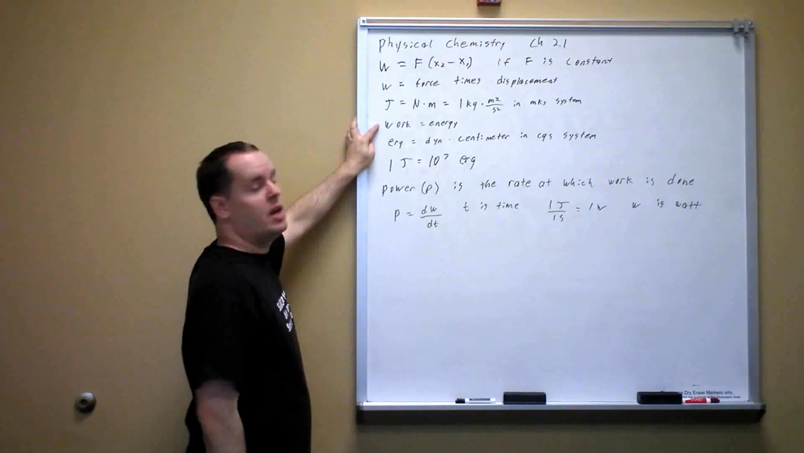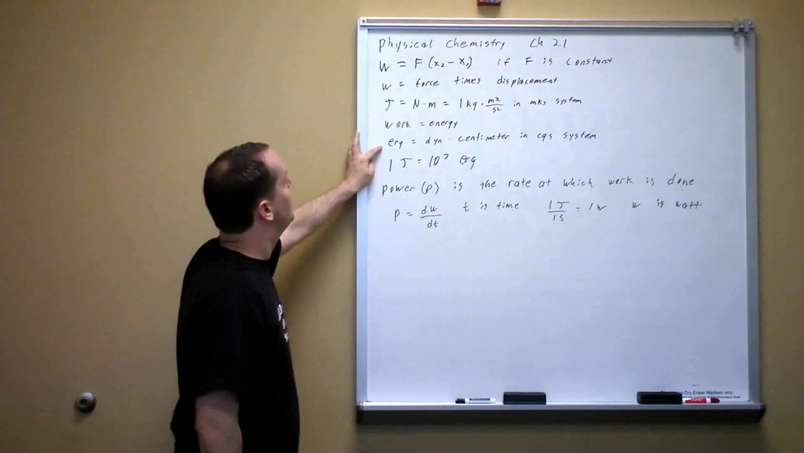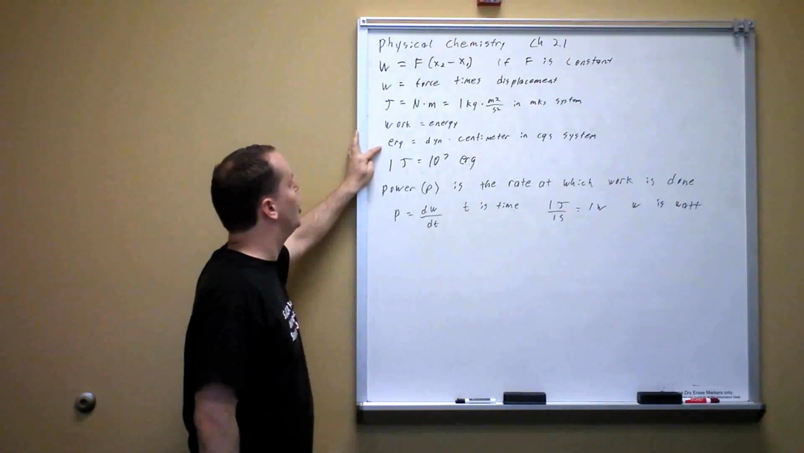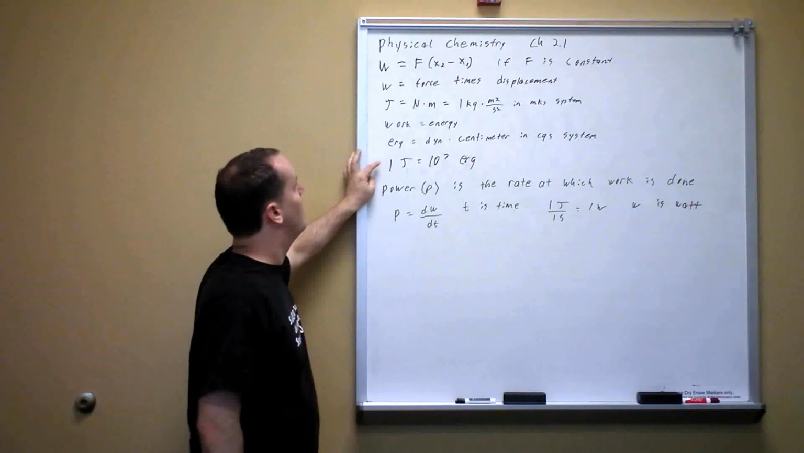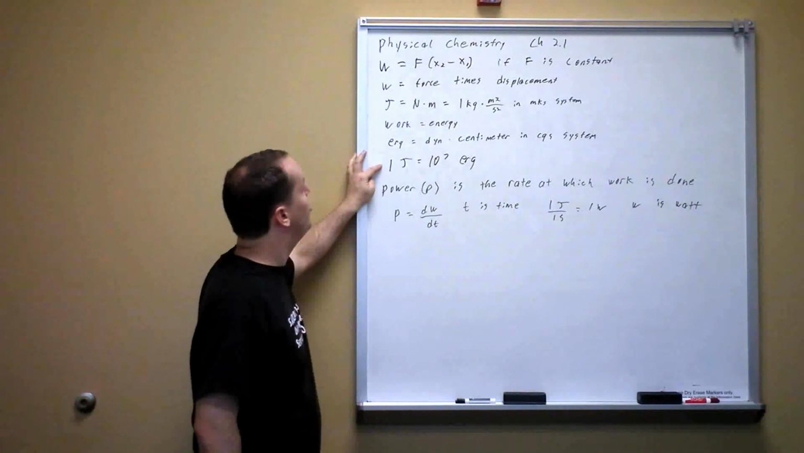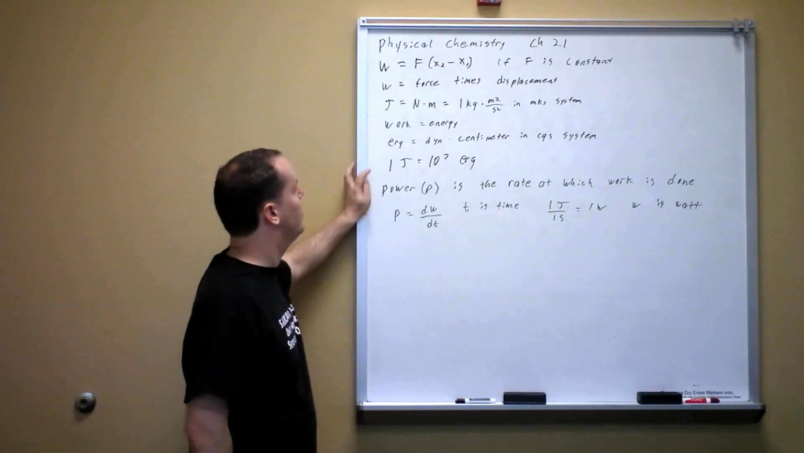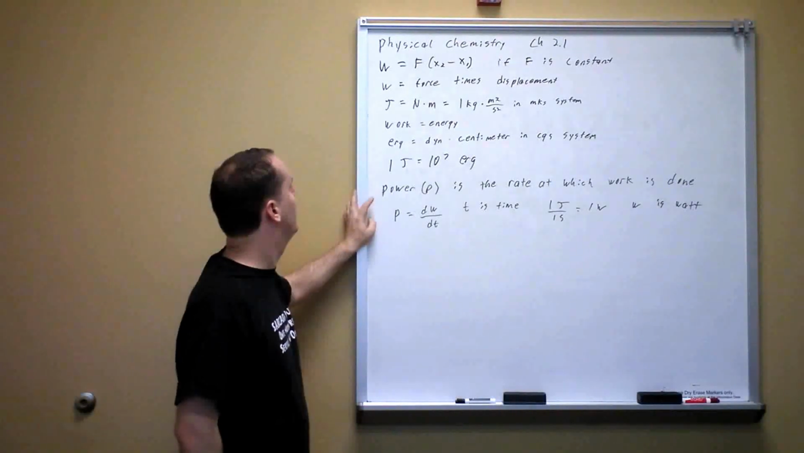So work is obviously measured in units of energy. So for the CGS system, you have the erg, which is equal to 1 dyne times 1 centimeter. And of course, converting between the two, you have 1 joule is equal to 10 to the 7th ergs, or 1 erg is 10 to the minus 7 joules.